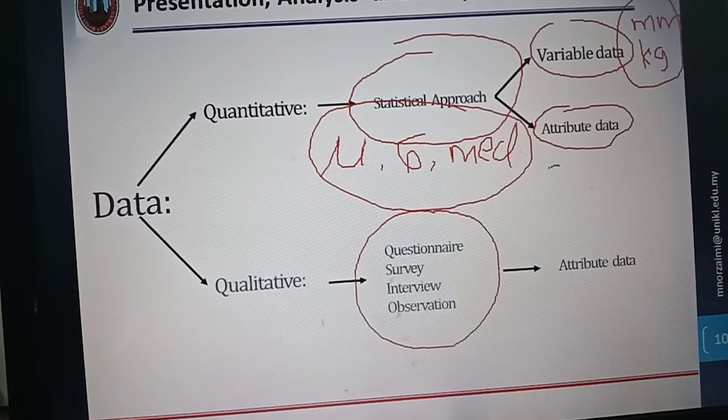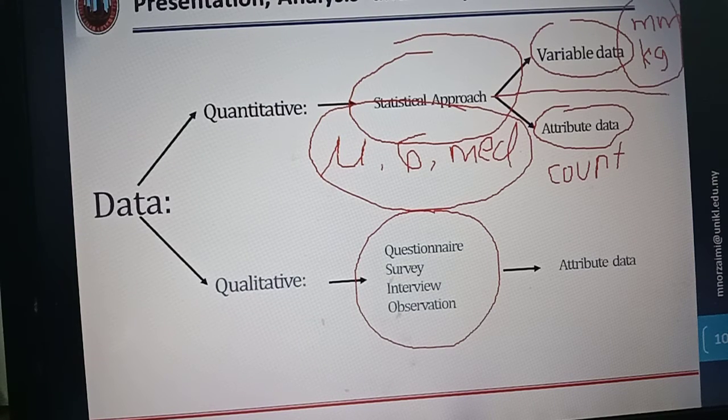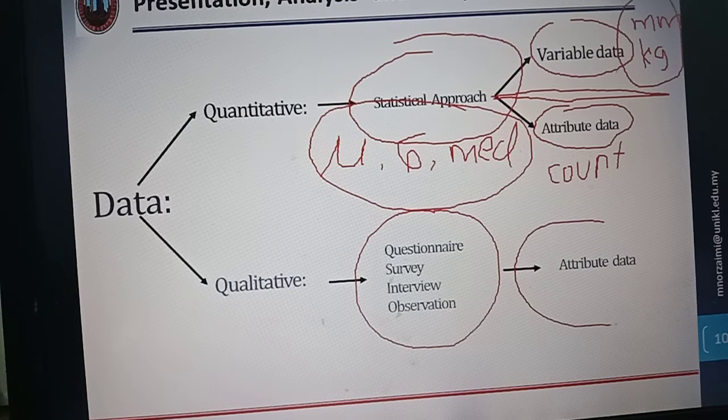Okay, normally we count here. If we count, normally 2 out of 10 is a reject, for example. So this is attribute data. So be careful on this category. If your data category is wrong, that means your graph is so wrong. Okay, now if it is qualitative, we go for only attribute data. Okay, understand?